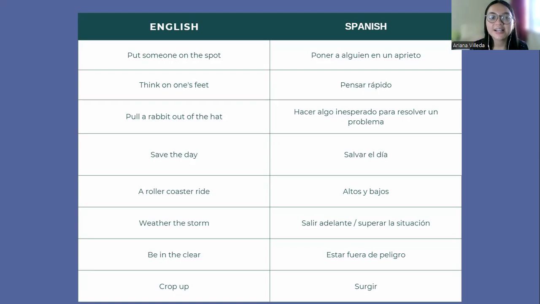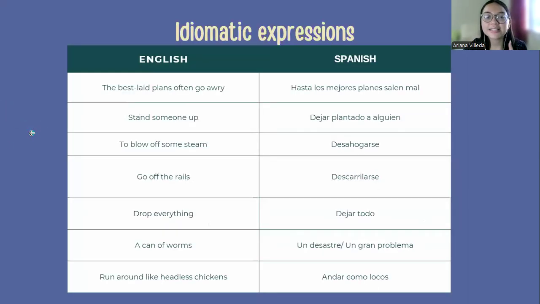So I translated it as something close to the main idea, right? That it would be hacer algo inesperado para resolver un problema, which keeps the original idea, right? Another example would be the best laid plans often go awry, which I translated as hasta los mejores planes salen mal, since it achieves the same meaning naturally in Spanish. I also avoided translating expressions word by word because that would affect the comprehension and it wouldn't achieve the main purpose of this translation process.